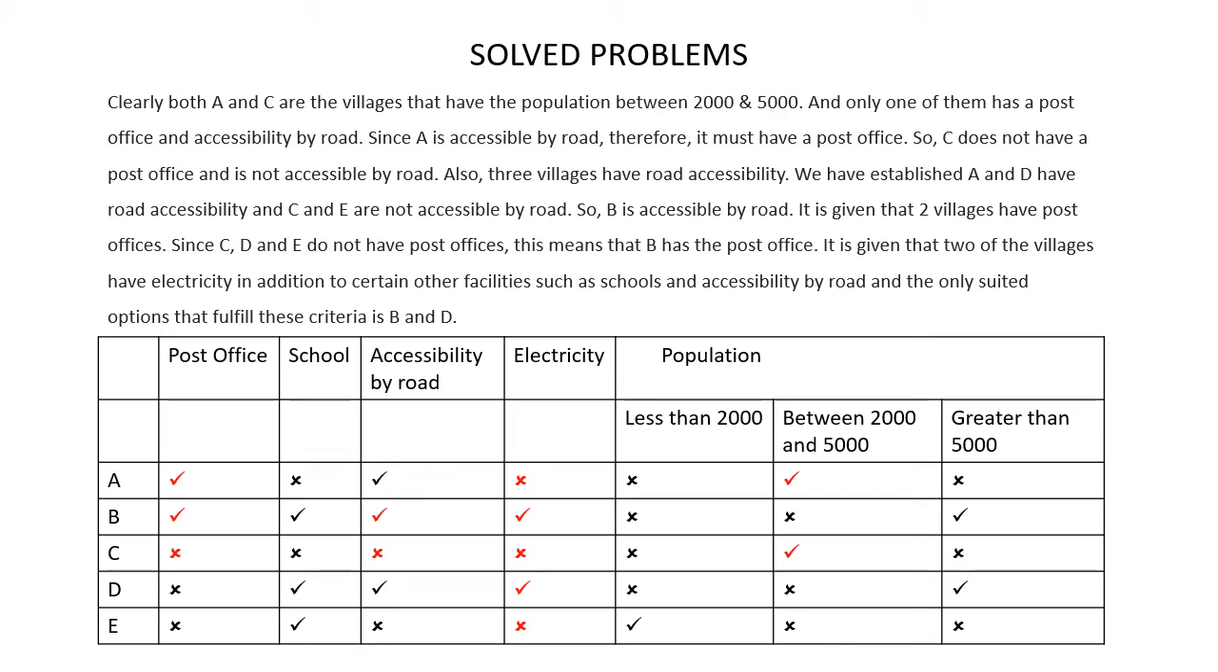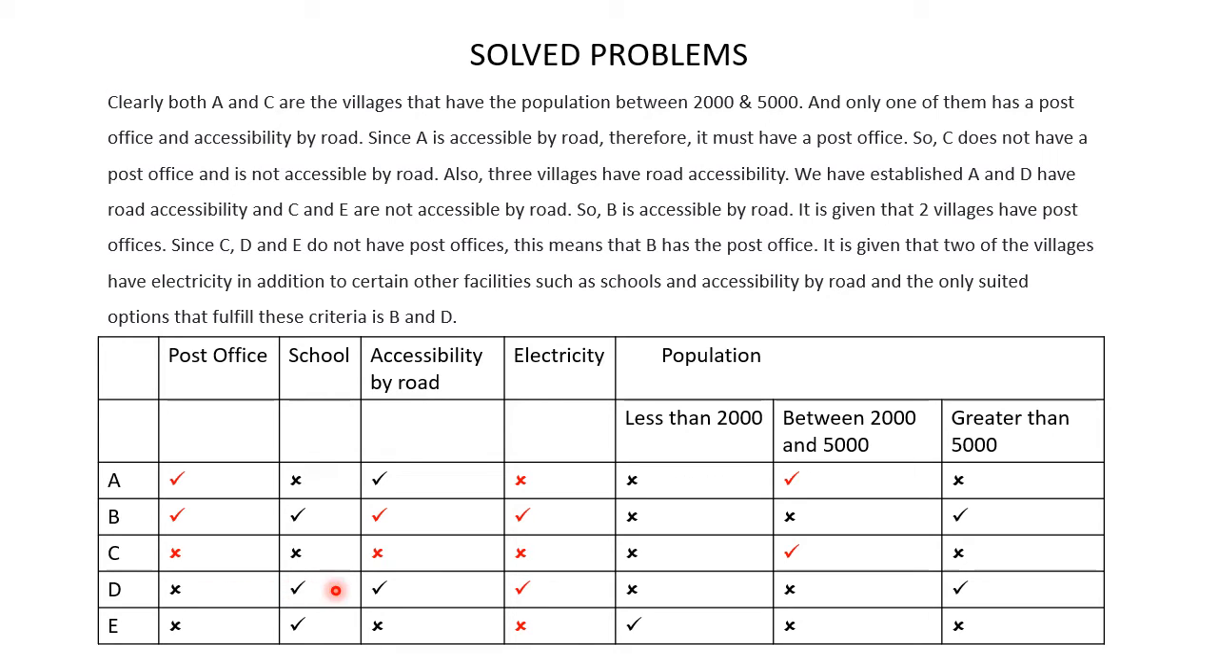Now we know that village A does not have a school, but it has accessibility by road. Village B has a school and has a population greater than 5,000. So since its population is greater than 5,000, clearly its population is not less than 2,000 or between 2,000 and 5,000. Village D does not have a post office.